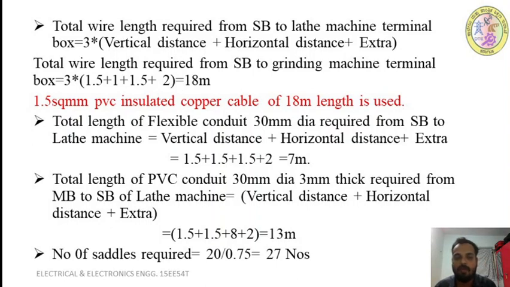So therefore 1.5 square mm PVC insulated copper cable of 18 meter is used from your starter board of lathe machine to the lathe machine terminals.